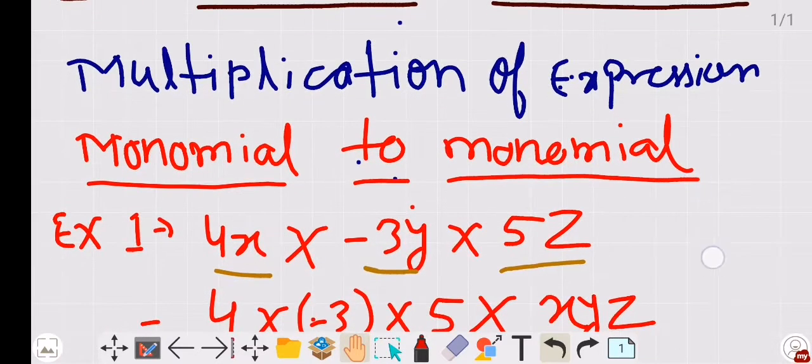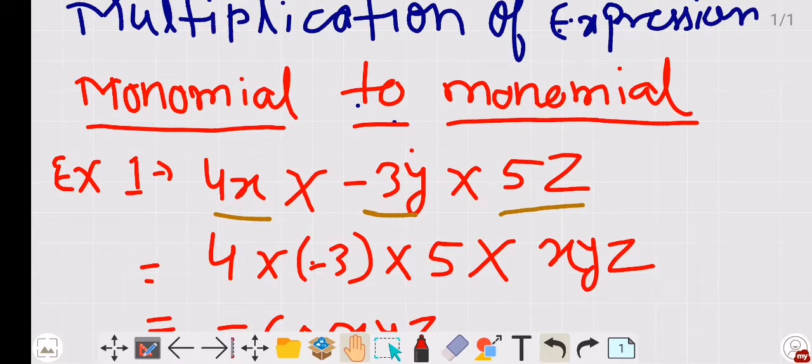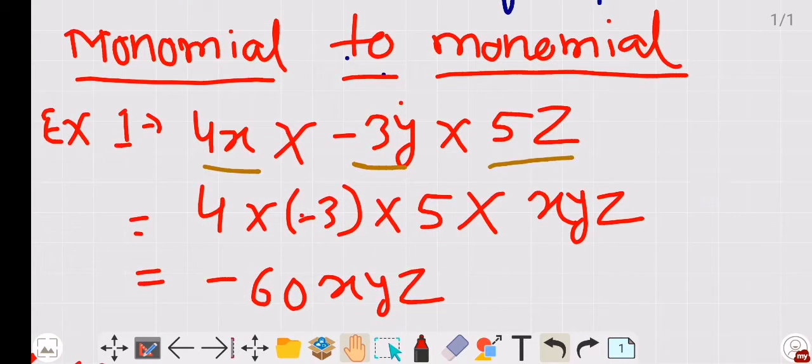As I have written one example here, 4x into minus 3y into 5z. All these three are independent terms and they are monomials. So when we are multiplying monomials to monomials, first we are multiplying the numbers. Constant terms we will multiply first, and then variables. Variables are not like, so as it is I have written, and 4 into minus 3 into 5.